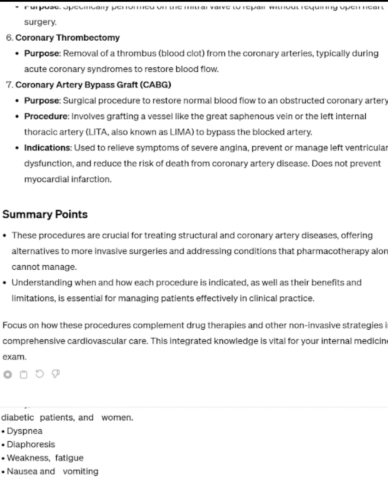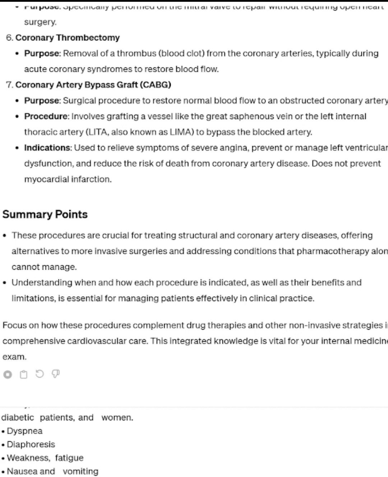Indications: used to relieve symptoms of severe angina, prevent or manage left ventricular dysfunction, and reduce the risk of death from coronary artery disease. Does not prevent myocardial infarction. Summary points: these procedures are crucial for treating structural and coronary artery diseases, offering alternatives to more invasive surgeries and addressing conditions that pharmacotherapy alone cannot manage.